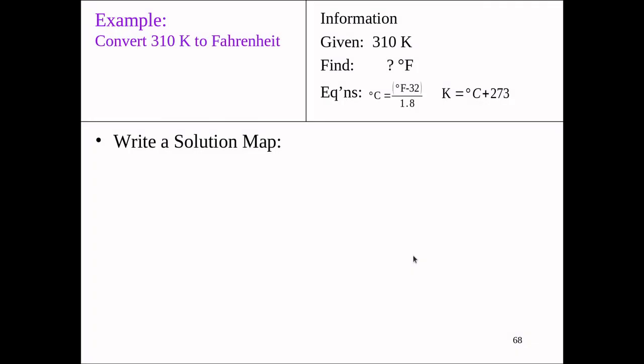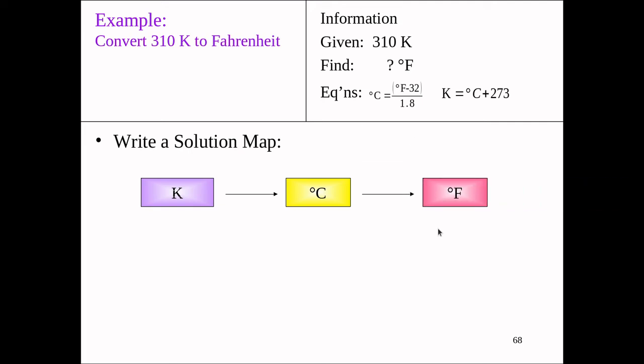Let's talk about what our solution map is going to look like. We're going to start off with Kelvin, because that's what our given is. We're going to perform an action, a conversion. We're going to wind up in degrees Celsius. We're going to perform another conversion, and we'll wind up in degrees Fahrenheit.